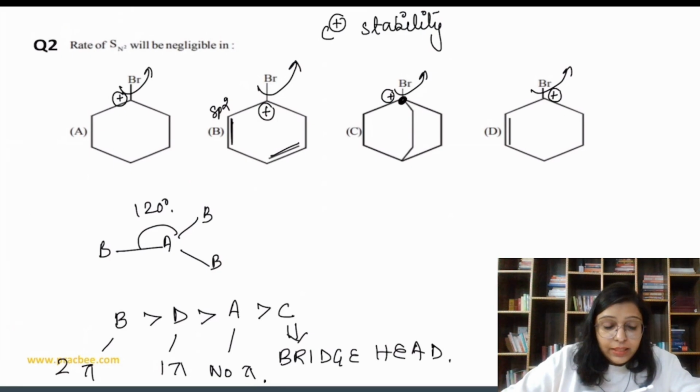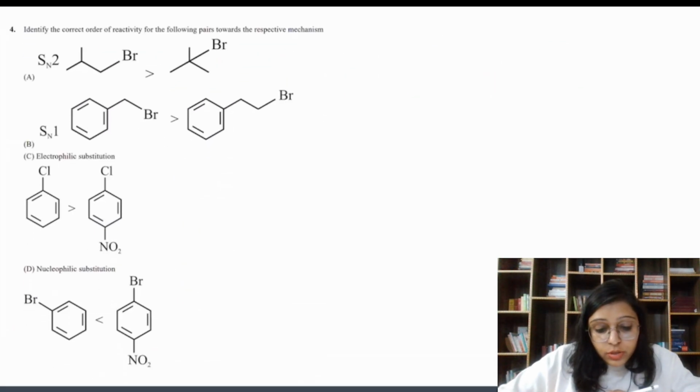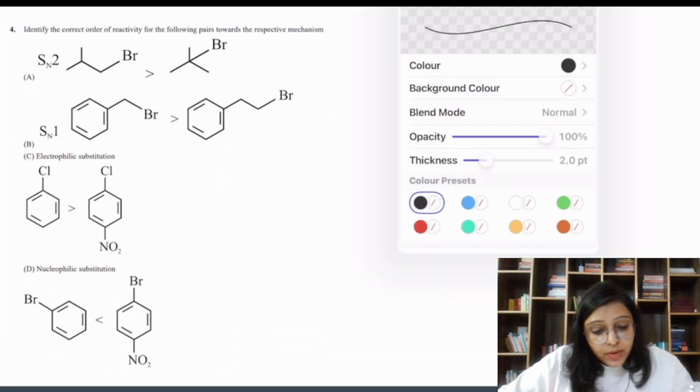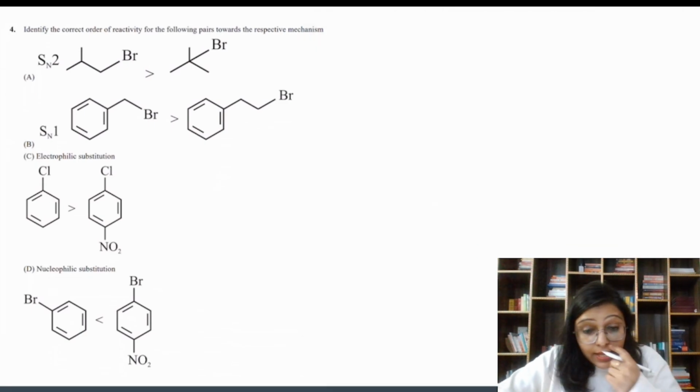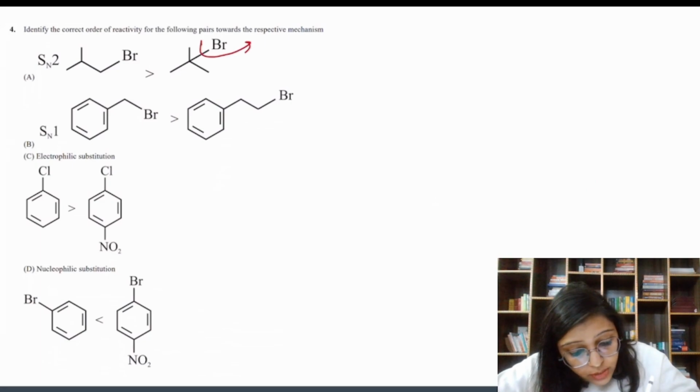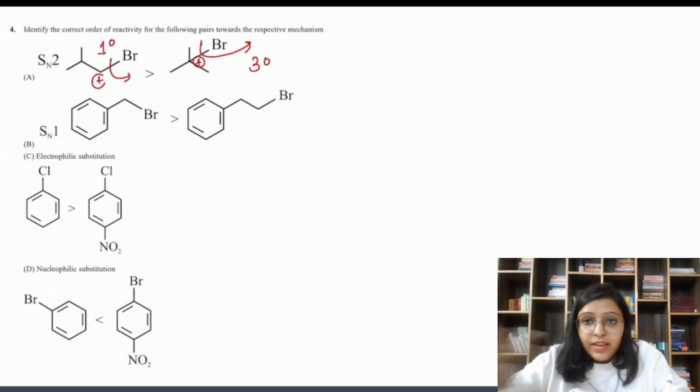Okay, clear? That's it. Now moving on to the next question. Identify the correct order of reactivity for the following pairs towards the respective mechanism. SN2. See, if you remove this, this is 3 degree, and this is 1 degree. So obviously SN2 is faster for the 1 degree, right?